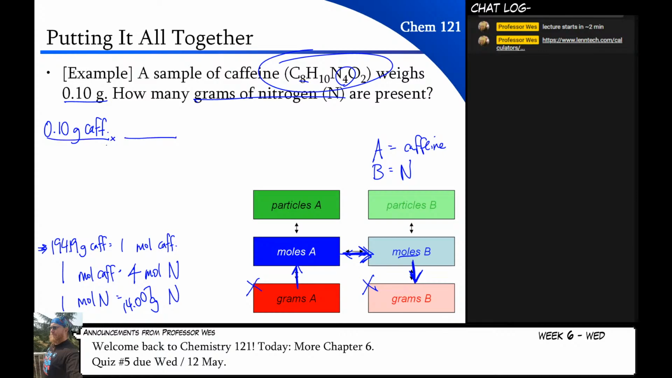I have that much caffeine. I'm going to cancel it out with something else. So we'll put this in its place. I'm turning grams of caffeine into moles of caffeine. Then I need to cancel that out because that's not what I want either. That's not the answer. There we go. We're going to turn that into moles of nitrogen. We're just following the path right here. And then finally, moles of nitrogen to grams of nitrogen. And those cancel out too.